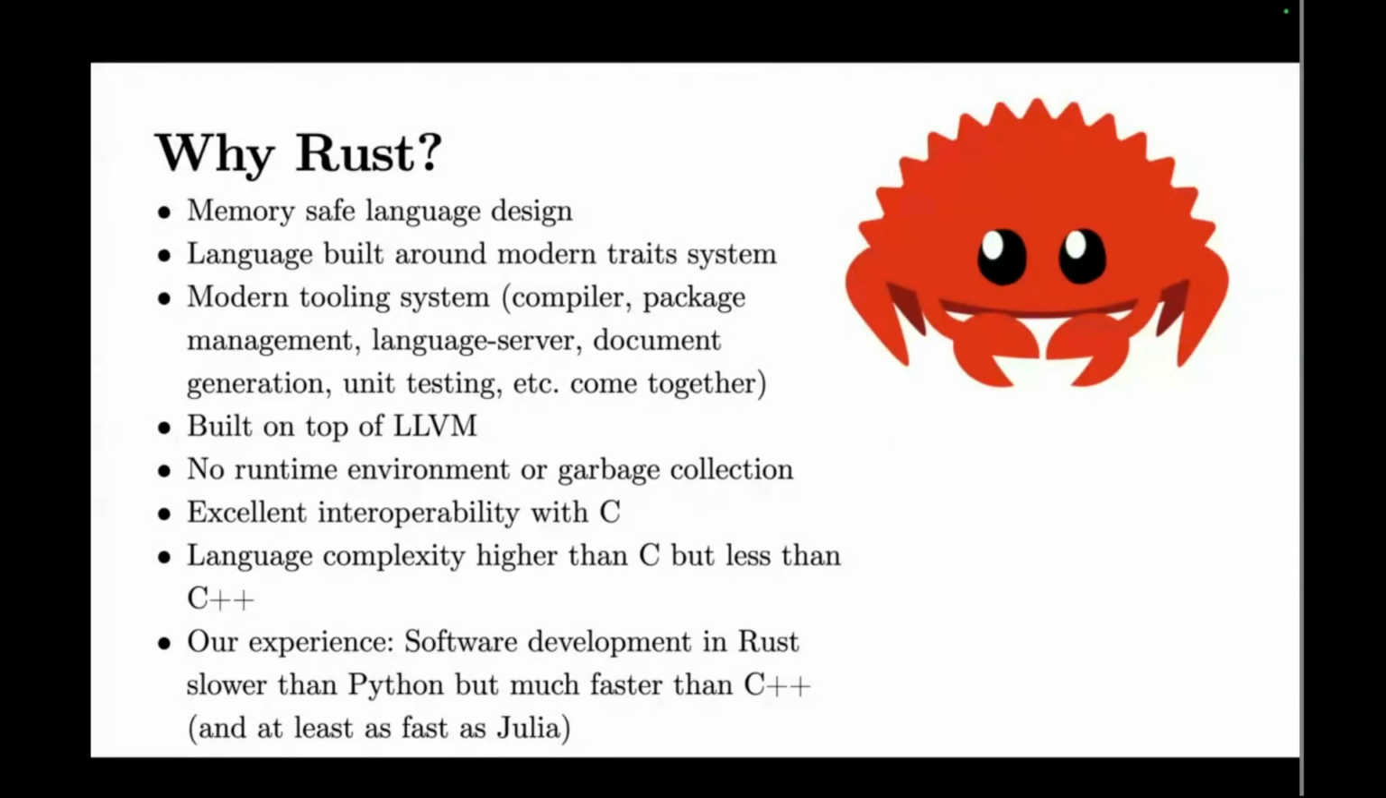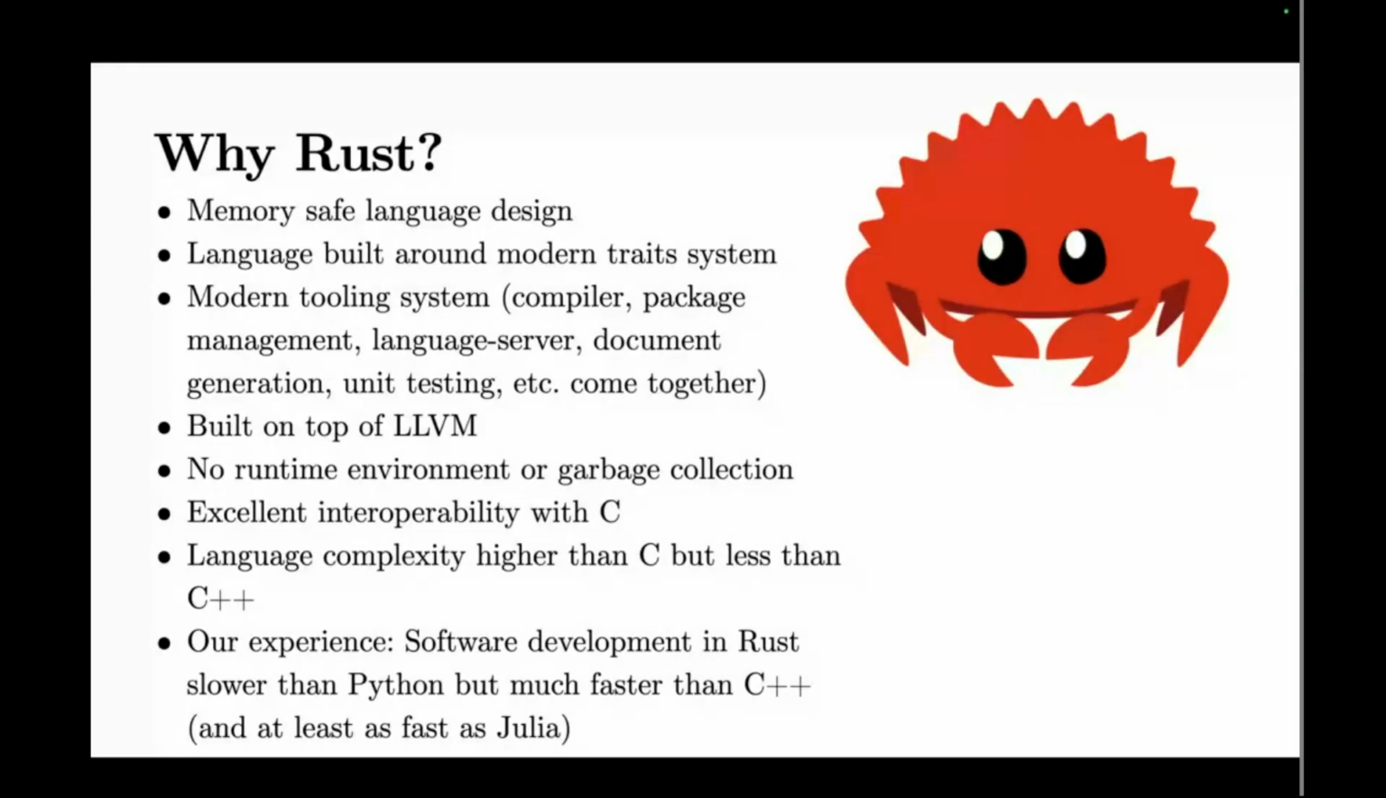So our own experience in terms of these languages: software development in Rust is definitely slower than Python. Before, we've done lots of Python over many years. But it's much, much faster than C++. And interestingly, I've also done a little bit of Julia over the last couple of months for another project, and my experience is that Rust is at least as fast as Julia. And why is this the case?